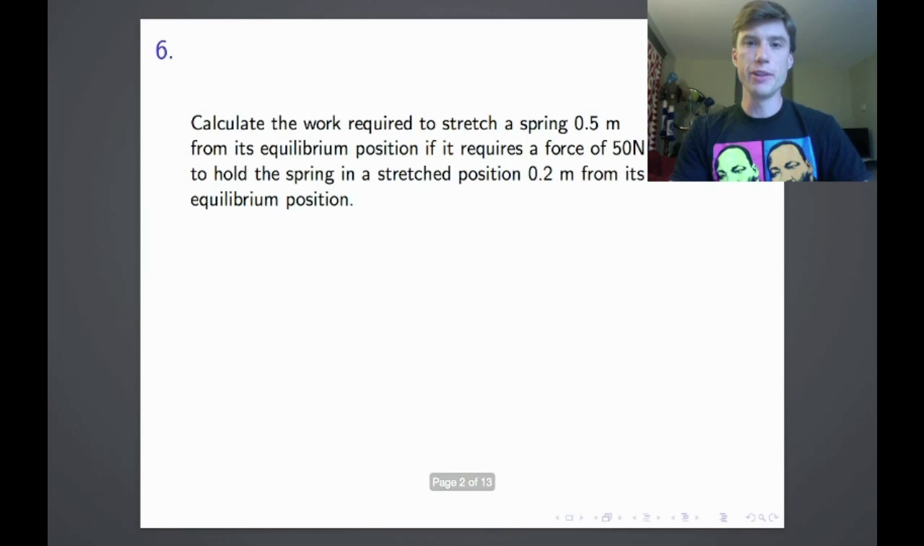Today we will be performing problem 6 of the 6.7 handout, in which we will calculate the work required to stretch a spring 0.5 meters from equilibrium, under the assumption that it requires a force of 50 newtons to hold the spring stretched 0.2 meters from equilibrium. Before solving this problem, let's consider a general conceptual outline for spring problems.